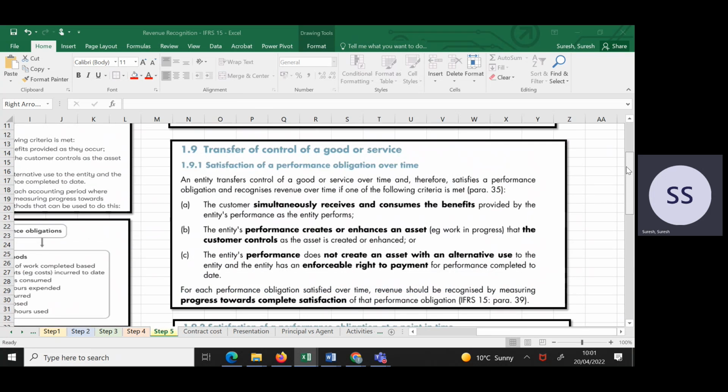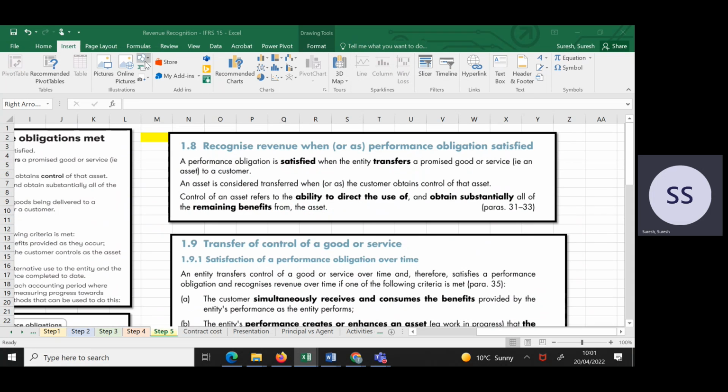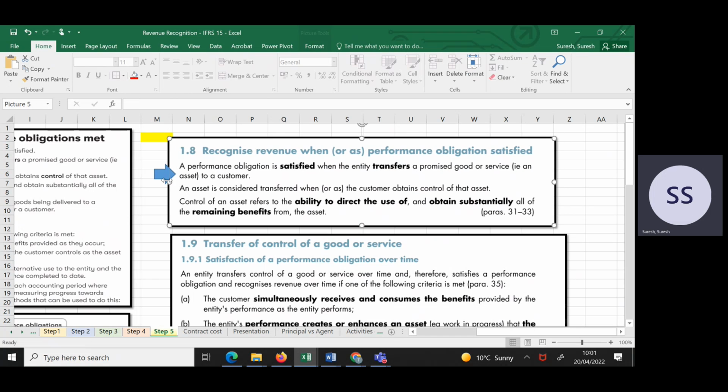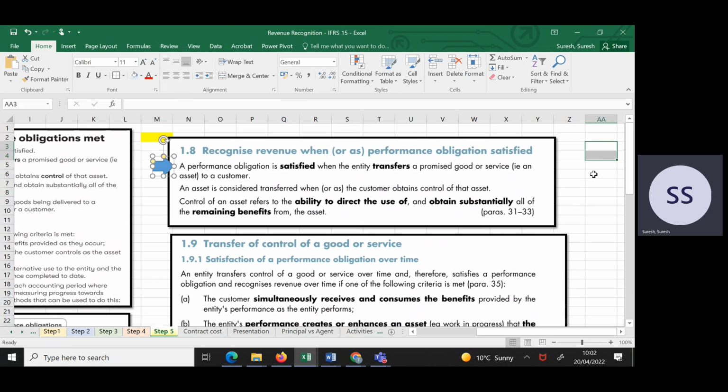So now let's look at the notes that we have here. One part is the FRE in detail, then the financial reporting, and then these are the SBR notes, right? So the first one, we just read quickly. A performance obligation is satisfied when the entity transfers a promised good or service to a customer. We know that, right? If I promise to deliver a box to you, my performance obligation is considered satisfied, completed, only when you receive the box. You have control of that box, right?